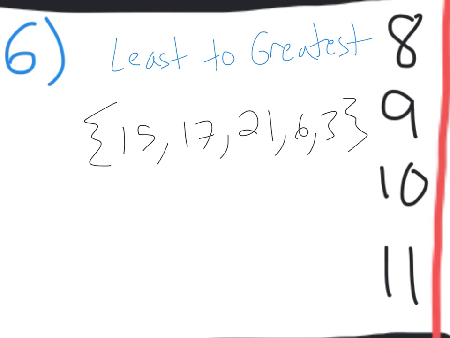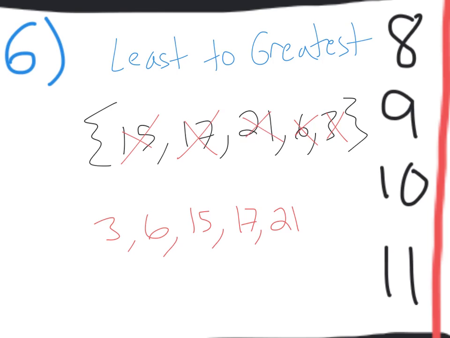Your smallest number goes first, and that is going to be 3. I'll cross it out. And then 6, 15, 17, and 21. And we just did that from least to greatest. Smallest to biggest.